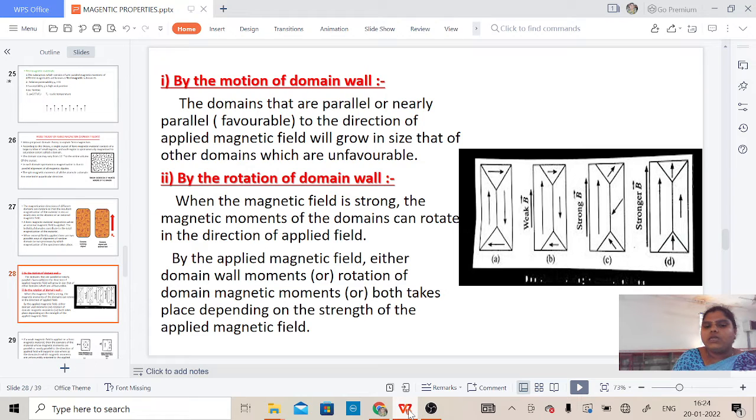What is happening here? The magnetic moments of domains can rotate in the applied field direction. Depending on the strength of the applied magnetic field, either domain wall motion or rotation of domain magnetic moments, or both, takes place. I am repeating it again: it depends upon the field strength, whether domain wall motion or rotation of domains is possible.